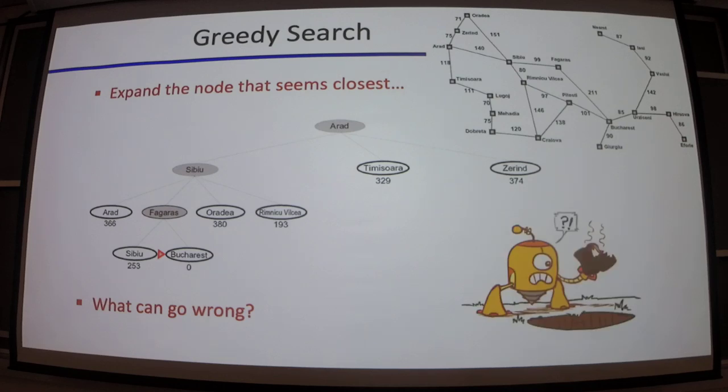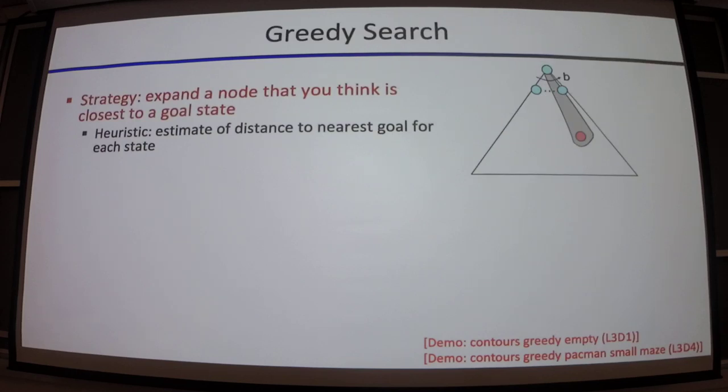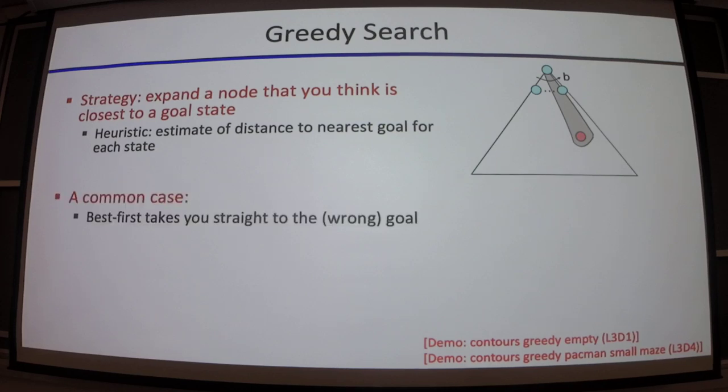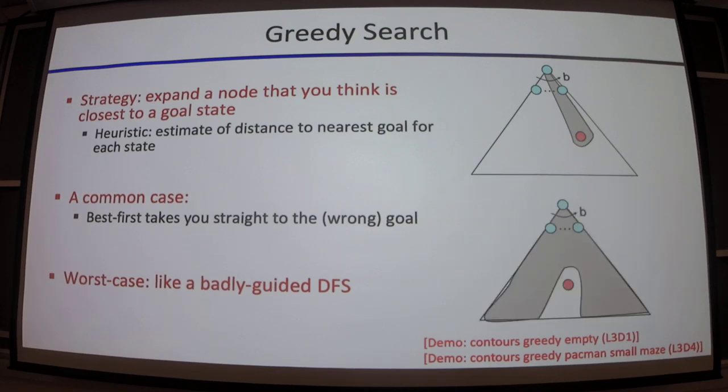What can go wrong in this case, though? Our heuristic is an estimate of the distance to the nearest goal for each state, but that may not work well depending on how good your estimate is or some specific cases about your search space. In the worst case, greedy search can act like a badly guided depth-first search, in which you're looking at everything except for the optimal path until you get to the optimal path. But generally speaking, it's not going to be that bad. That's the pathological case.